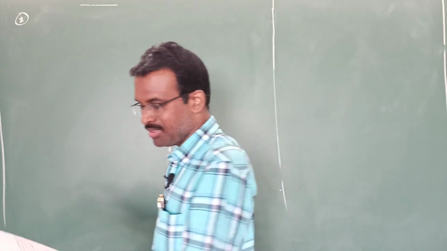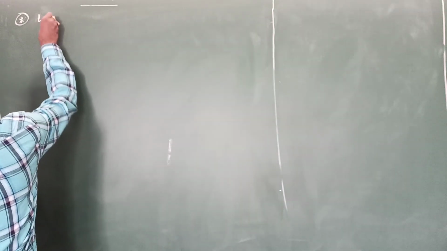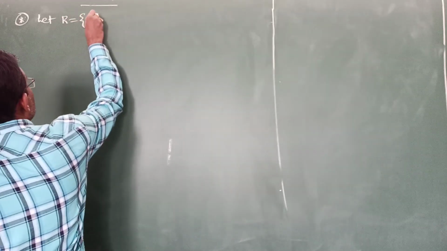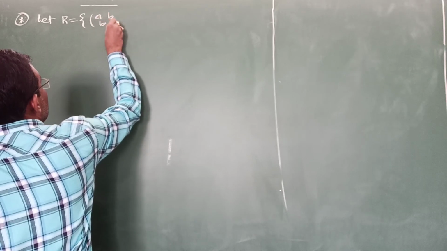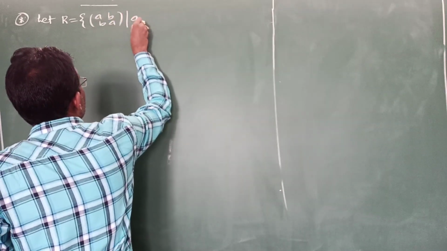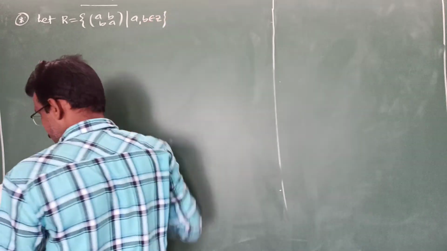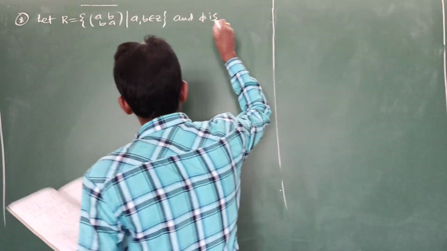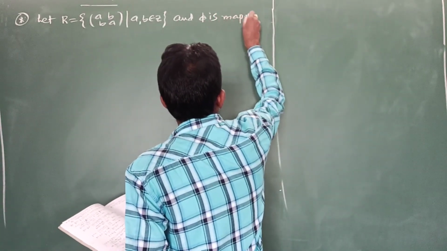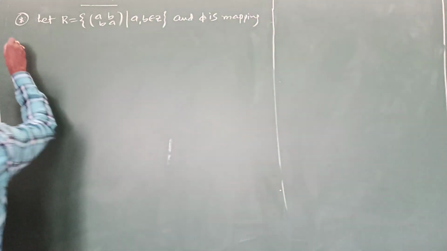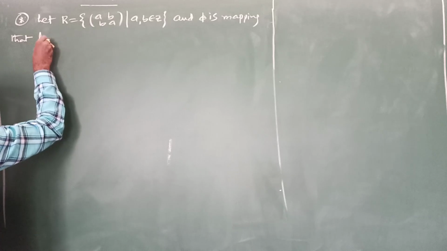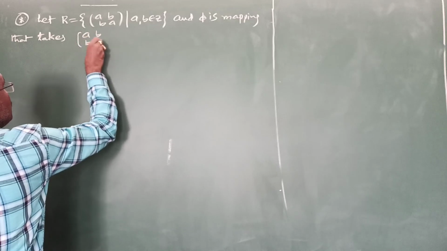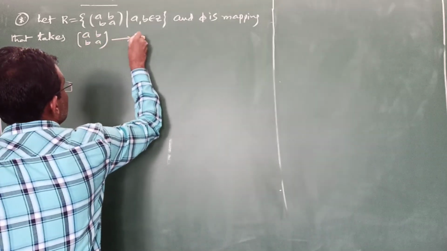Yes. Now see the next problem. Let R be the set of all 2 by 2 matrices A, B, B, A such that A, B belong to Z, and phi is a mapping that takes the matrix A, B, B, A to A minus B.